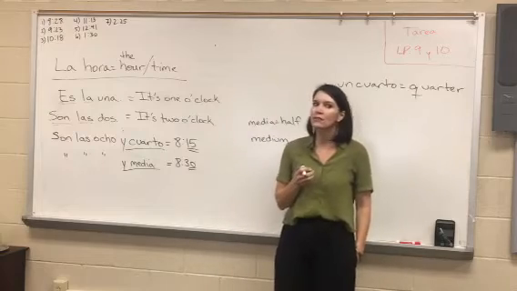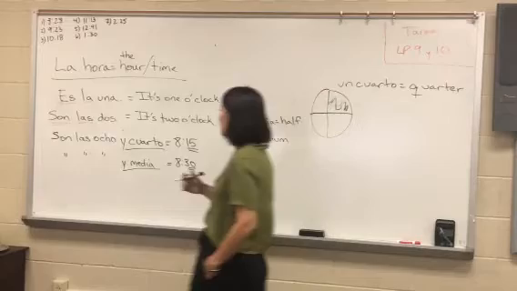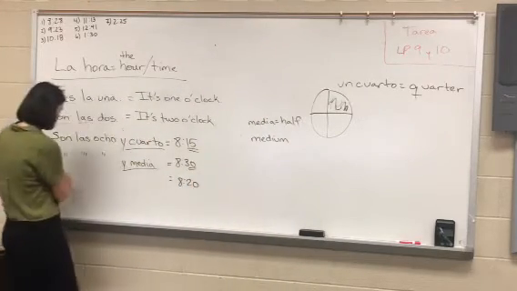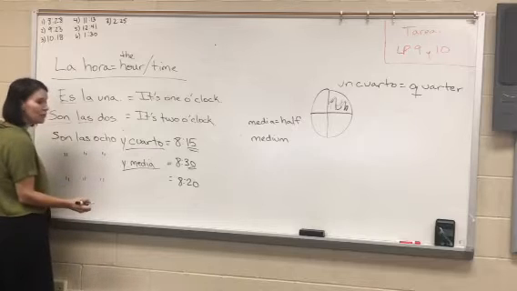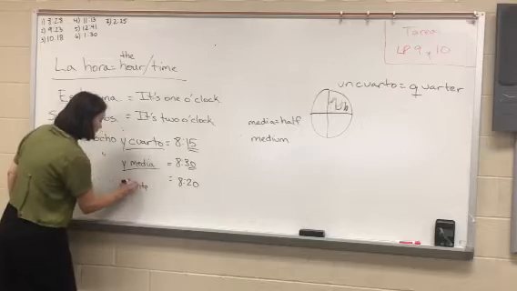All the other ones, for the most part, are just like that. So if I wanted to say 8:20, how do you think I would say 8:20? Son las 8:20. Good. Y 20. Okay, so that would be 8:20.